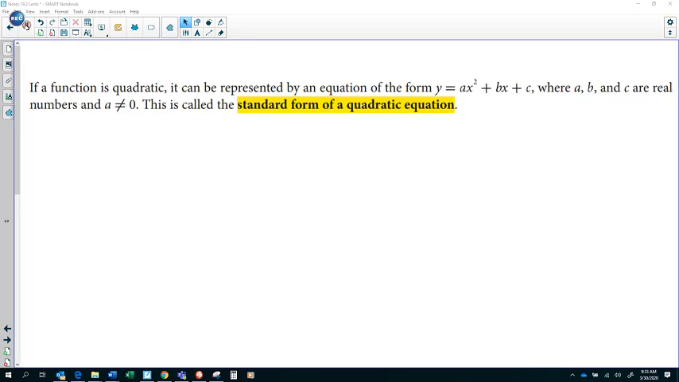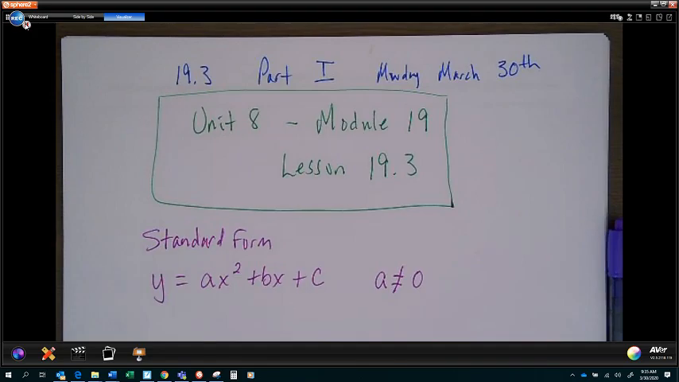For this lesson, we've got to make sure we understand what standard form of the quadratic equation is. Y equals ax squared plus bx plus c, where a, b, and c are real numbers and a cannot equal 0. Standard form states that a cannot equal 0, b can equal 0, and c can equal 0, but a cannot equal 0. Let's look at now a couple of examples.